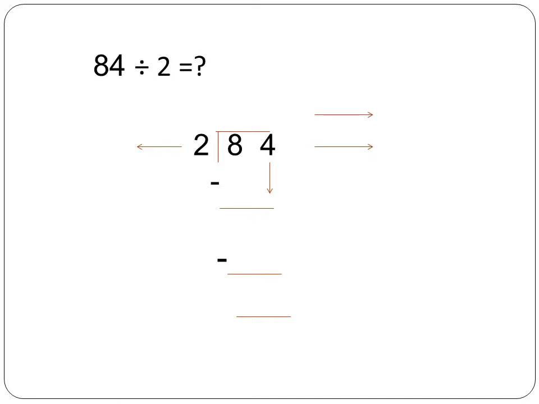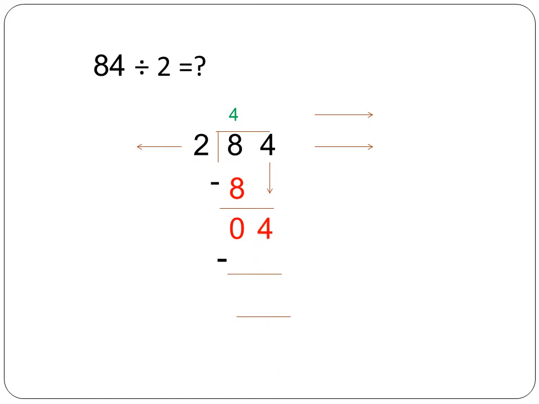Next example, divide 84 by 2. Start from the tens place. Here the number in tens place is 8. Divide 8 by 2. 2 ones are 2, 2 twos are 4, 2 threes are 6, 2 fours are 8. Now what is the second step? You have to subtract. 8 minus 8 is equal to 0. Next step is to bring 4 down.